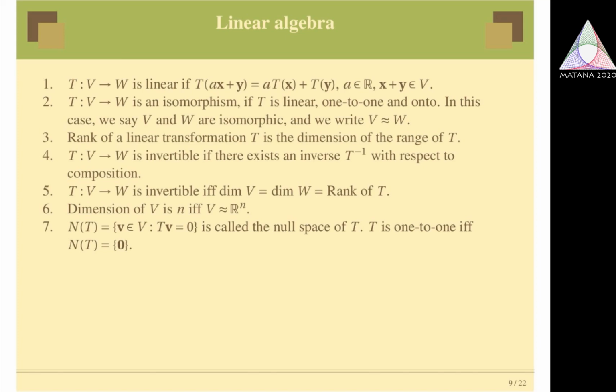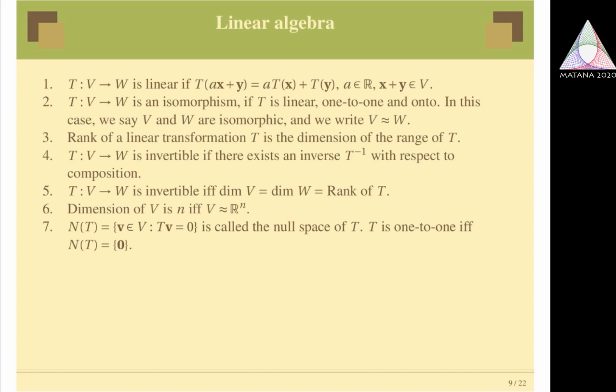If T is a linear transformation from V to W, it is called invertible if it has an inverse with respect to composition of mappings. If T is a linear transformation from V to W, then T is invertible if and only if the dimension of V is equal to the dimension of W is equal to the rank of T. The dimension of V is n if and only if V is isomorphic to R power n.